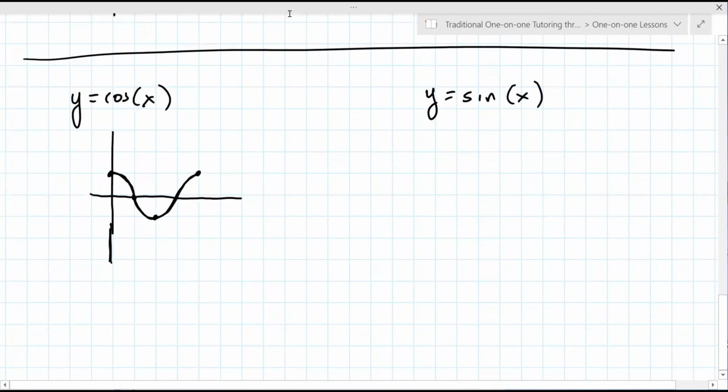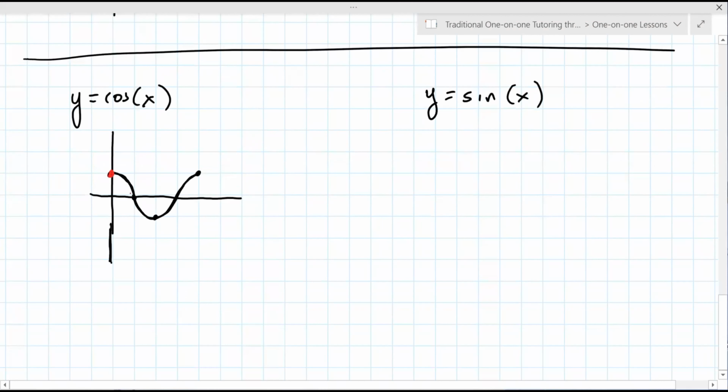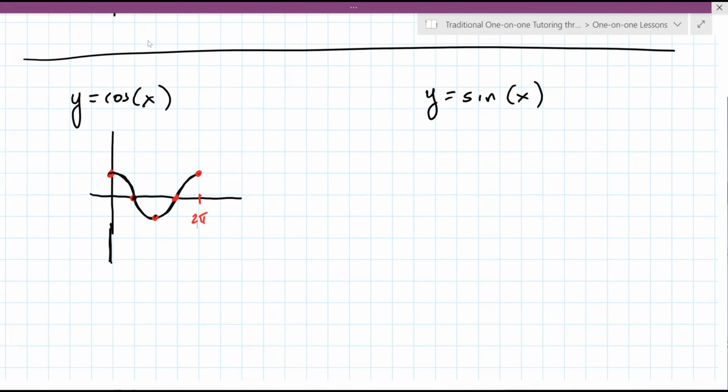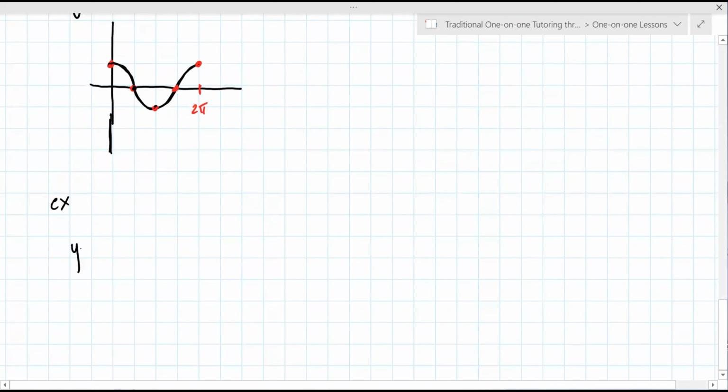So again, there's these 5 points that you need to know, and they're always the same. Starts high, goes low, comes back up. 2 pi is the period for sine and cosine. All right, so let's do a couple examples here. Let's say y equals negative cosine 1/4 x plus 2.